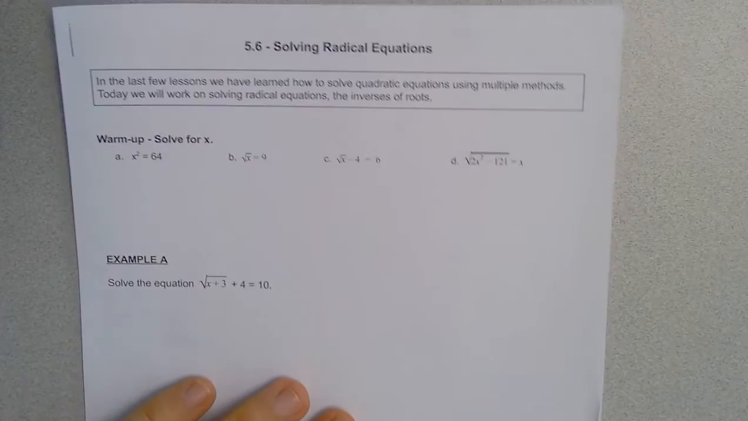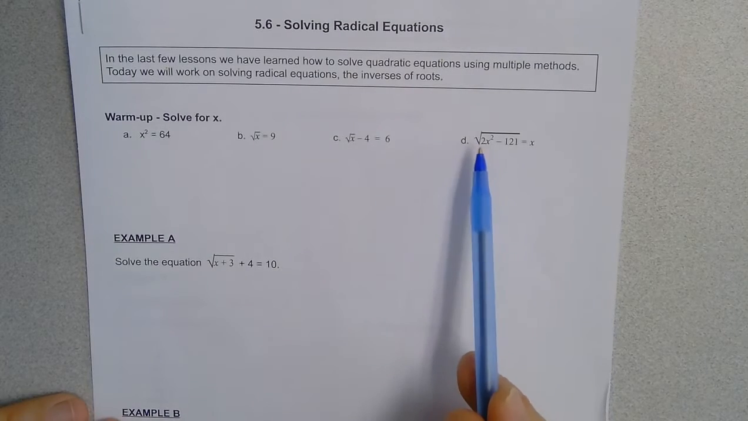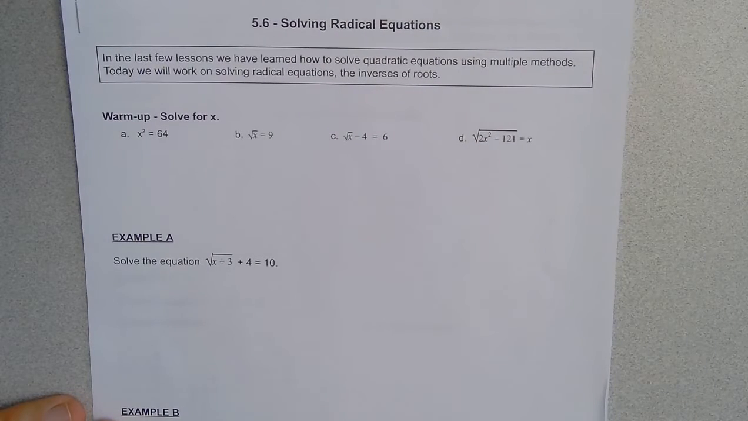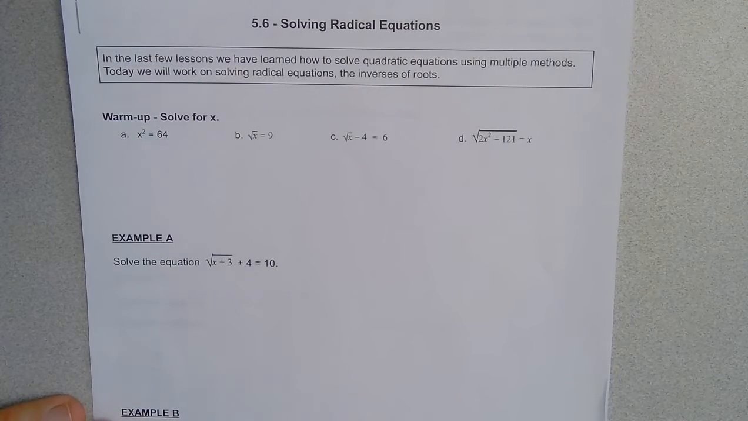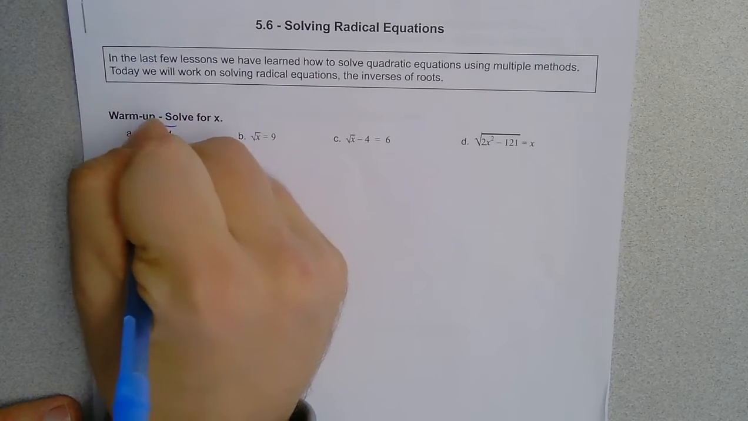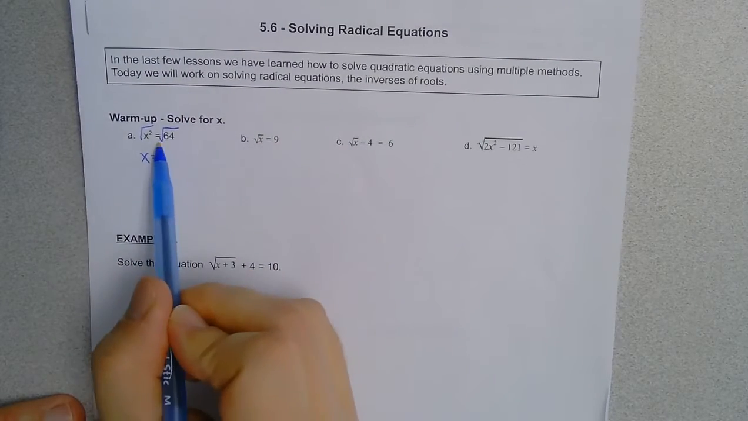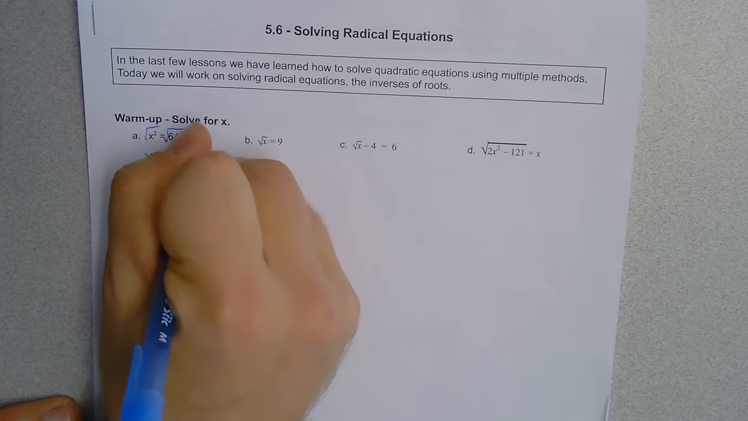Okay, ladies and gentlemen, we are now going to solve radical equations, which is just another word for when we're taking square roots. So for a couple warm-ups, if we're solving x squared equals 64, to solve for x, what we do is take the square root of both sides, and then we get x equals, and the square root of 64 is 8, but remember we have plus or minus 8.